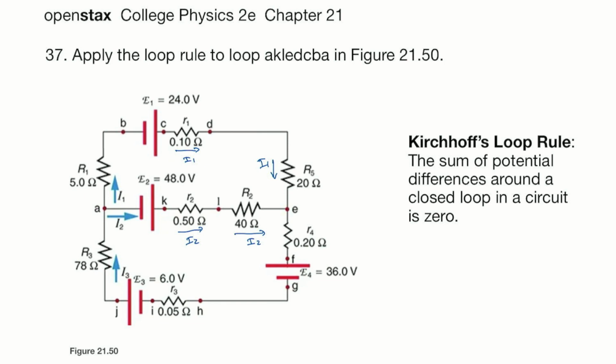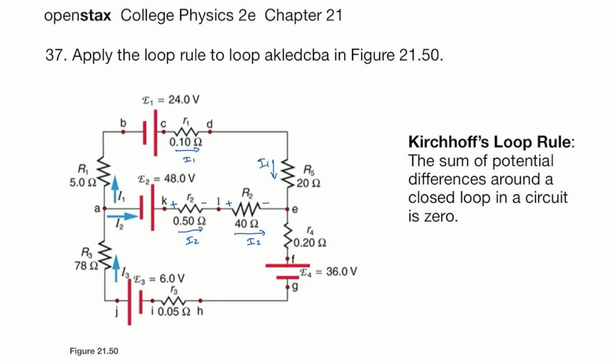So we can start with internal resistance r2. We see it enters on the left side, that's plus. Exits on the right side, that's minus. Resistor R2, the current enters on the left side, that's plus. Exits on the right side, that's minus.